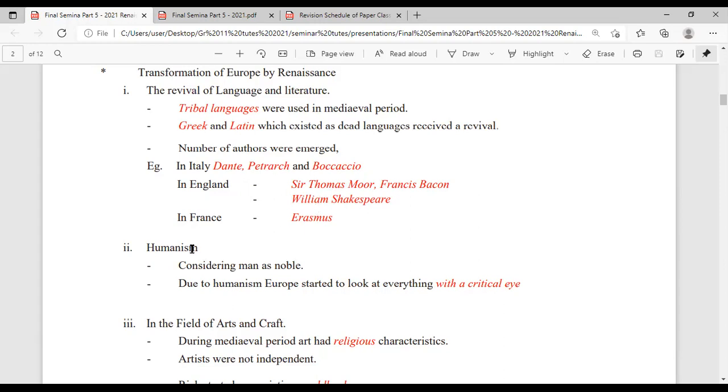Renaissance authors. Humanism. Considering man as noble, due to humanism, Europe started to look at everything with a critical eye. So in the fields of art and craft, during the medieval period, art had religious characteristics. Always they were using religious themes, and statues of Mother Mary and Jesus. So complete writing, fill in the blanks.